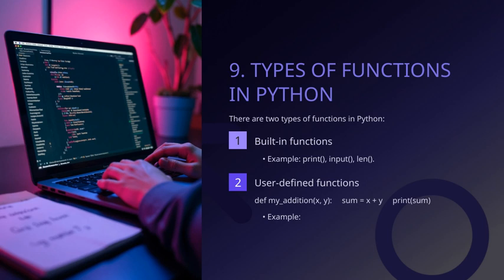The second category is user-defined functions. These are functions that we create ourselves to perform specific tasks. For example, I might write a function called myAddition that takes two inputs, x and y, adds them together, and then prints the sum. This way, we can customize our functions to suit our particular needs and make our code more organized and reusable. Understanding these two types helps us see the full power of Python, using built-in tools and creating our own to build more complex and efficient programs.